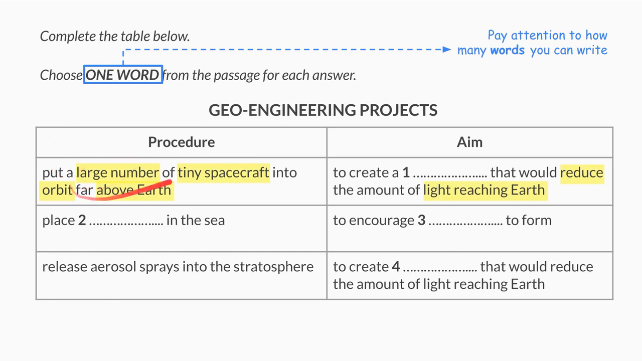The next thing to do is to highlight the keywords in each one of these questions. Right here in the first question, these are the keywords that will be useful for me to find the matching sentence in the reading passage. It mentions large number of tiny spacecraft, something about orbit and above Earth. Here it mentions something about reducing the amount of light reaching Earth. In the next two questions, number 2 and number 3, these are the keywords: place, see, encourage, and to form. And finally, we have aerosol sprays, stratosphere, create, reduce, light reaching Earth.